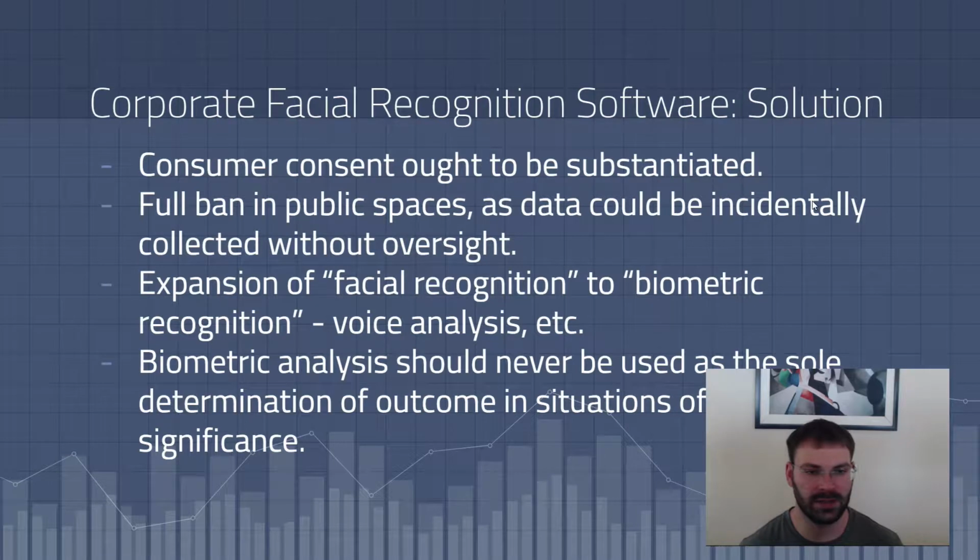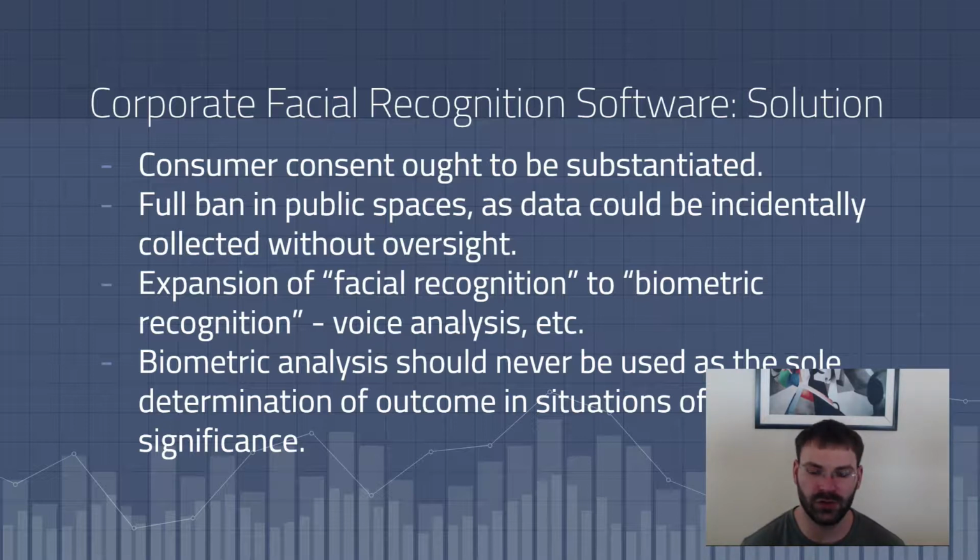The solution in the corporate context is, first of all, consumer consent to surveillance ought to be substantiated more thoroughly. Again, putting up a sign and saying you're under surveillance does not constitute consent, in my opinion. I believe there should be a full ban in public spaces for corporate surveillance facial recognition usage, because data can be incidentally collected without any kind of oversight. So even if there was some kind of way to allow consumers to consent to this in a legitimate manner, the truth is that when you have cameras pointed everywhere, you're going to be collecting biometric data on people that have not consented. There's just going to be a lot of incidental collection in that regard, and there's not going to be any transparency about that happening, and there's going to be no way for the government to reasonably enforce that that's not going on.